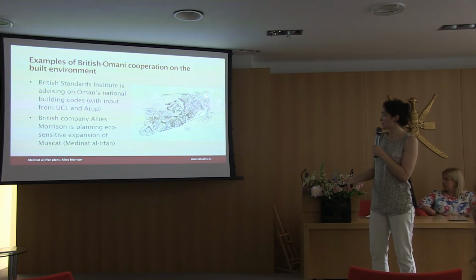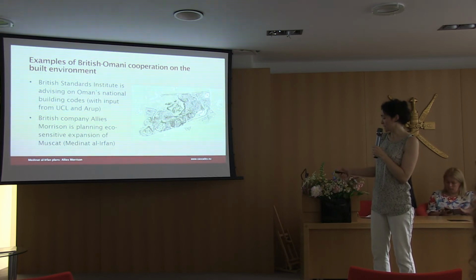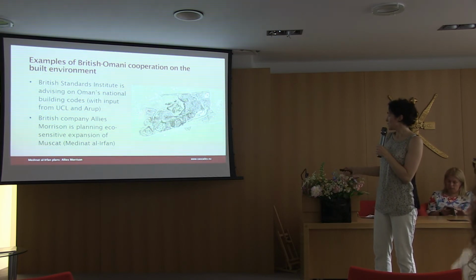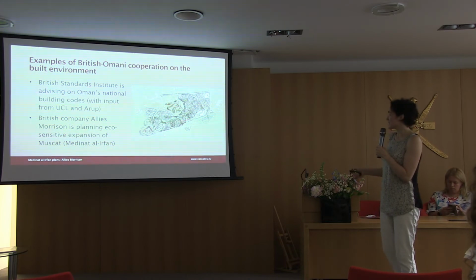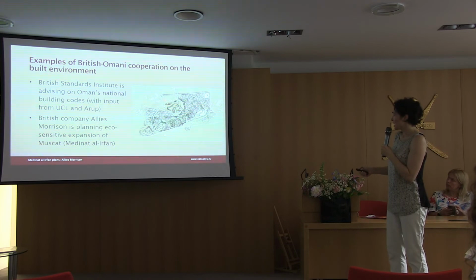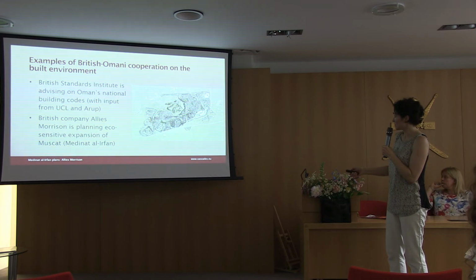And there's a British architectural urban planning company, Allies and Morrison, which is planning this eco city expansion of Muscat, Madinat Al Irfan, which looks to be designed in harmony with the wadis and with the nature already existent in that area. And as you can see, the way that it's planned is not the straightforward grid that many cities in the region have been built in, but rather it works in harmony with the natural layout of the land.